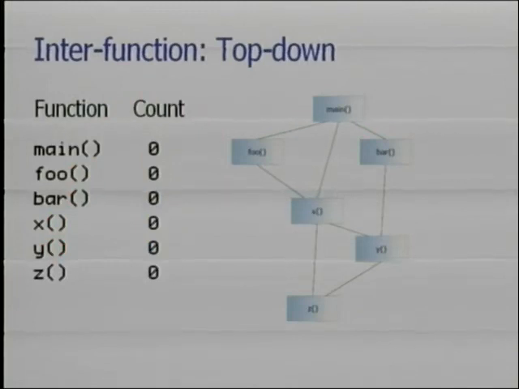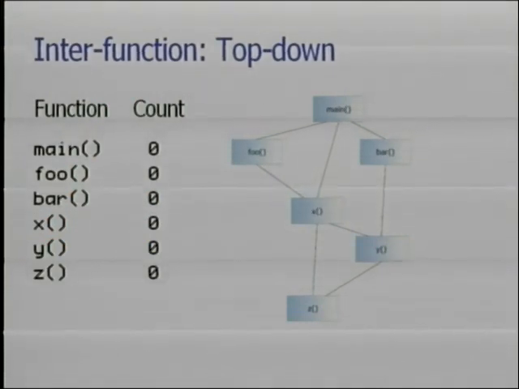So here's a little graph. This is going to be like the function call graph. On the left-hand side, you have the name of every function and how many times it goes through, and we're going to step through top-down analysis. So first, we're going to start off in main.